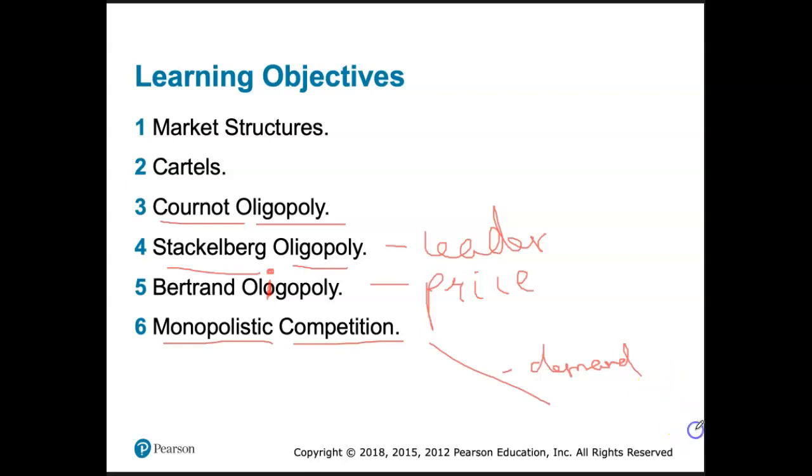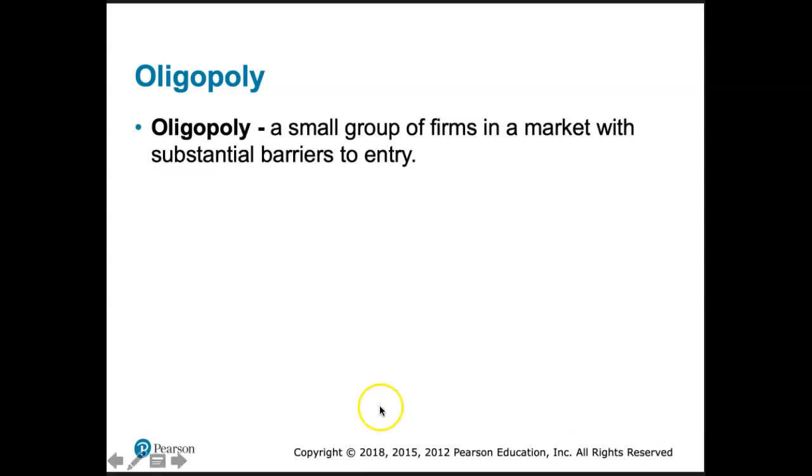Okay, so let's just go right into it. The first thing we'll look at is a couple of definitions, and we need to define what an oligopoly is. An oligopoly is defined as a small group of firms in a market with substantial barriers to entry. An example of an oligopoly is OPEC.